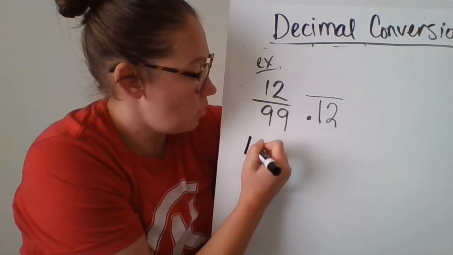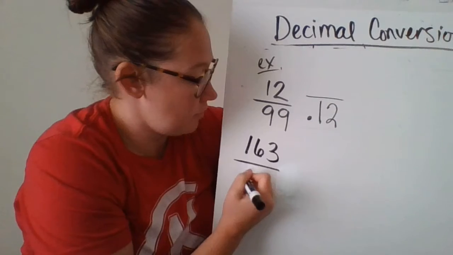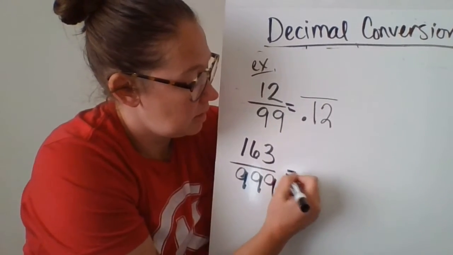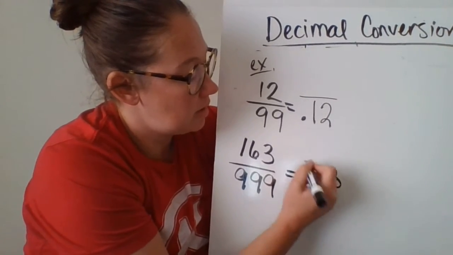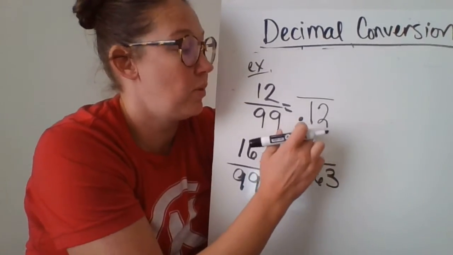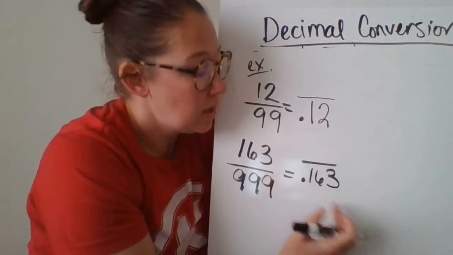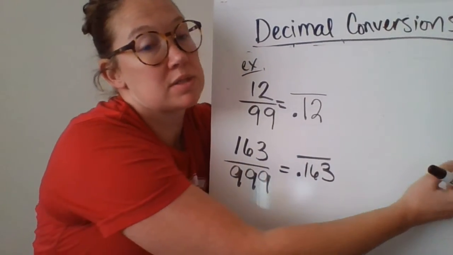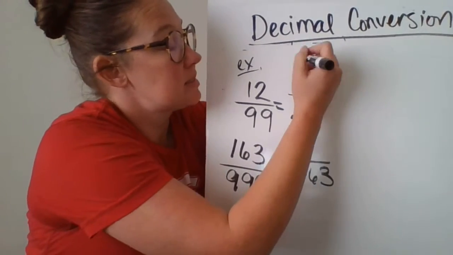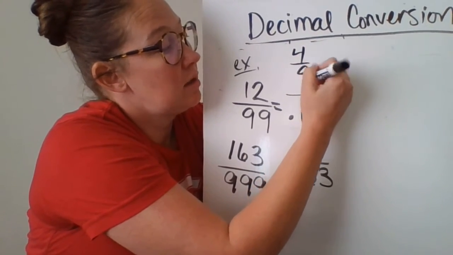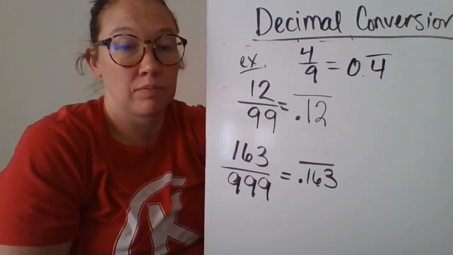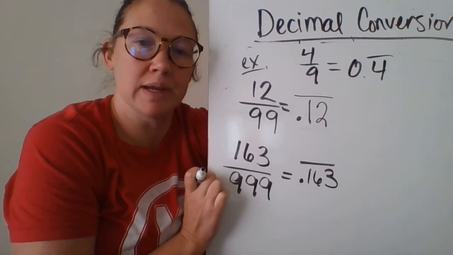If I have the number 163 over 999, that's going to be 0.163 repeating, which means the 1, the 6, and the 3 are going to repeat over and over again. This is going to be 0.12, 12, 12, 12. This is going to be 0.163, 163, 163, 163. Okay, that is a tip with 9s. 4 over 9 is 0.4 repeating. So, just a little shortcut, make your life a little bit easier.